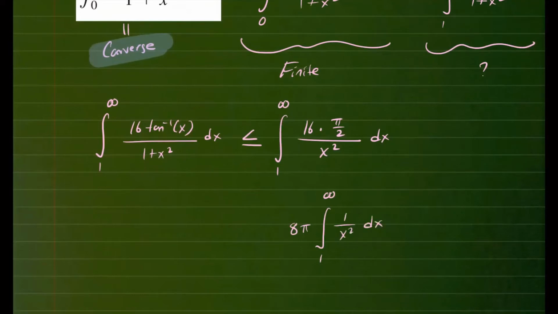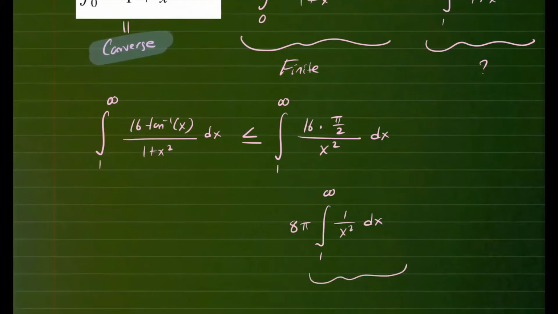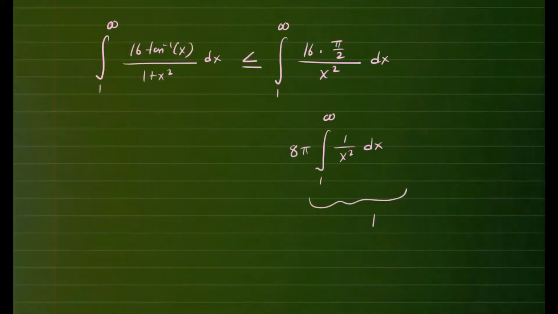Now this is a p integral. That's the piece we always want to remember. Here, this is a p integral with p being equal to 2. So p is this power right here, 2. So because p is 2, which is greater than 1, this converges. So this integral is going to converge. And that's what we wanted.